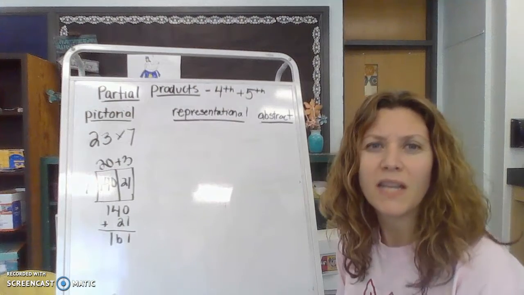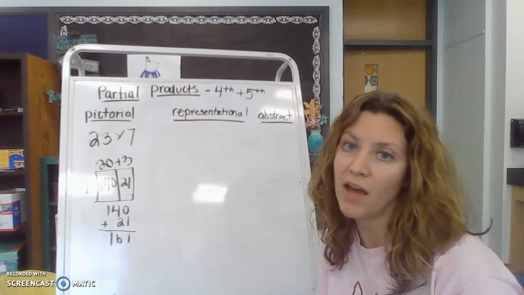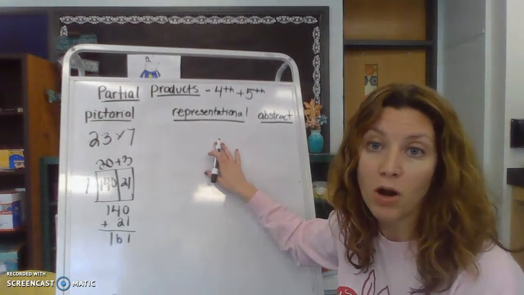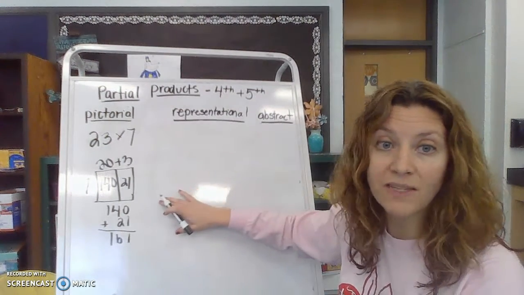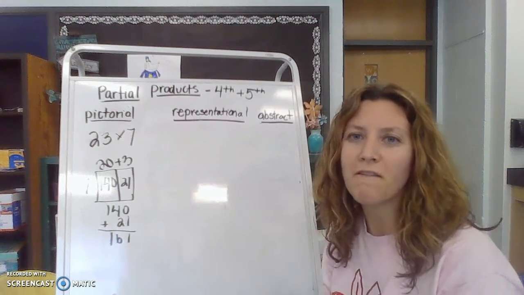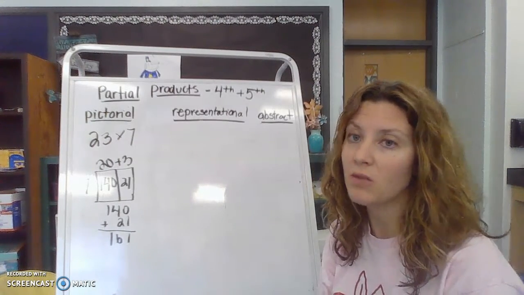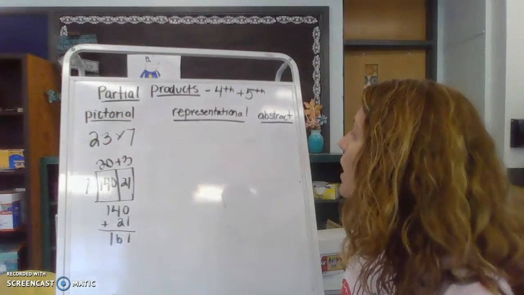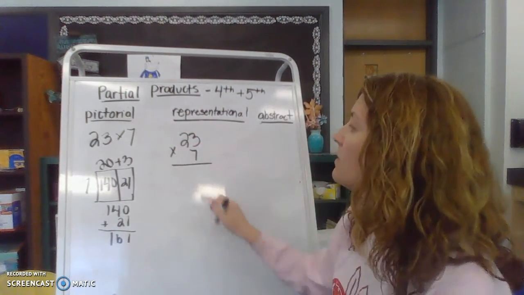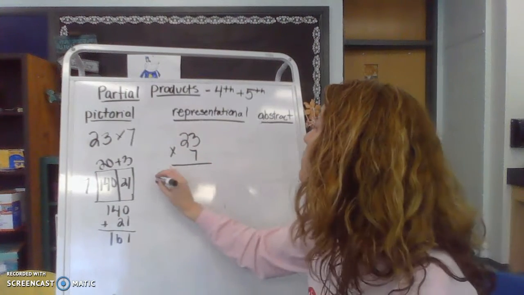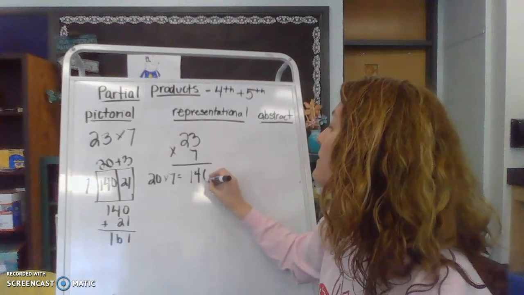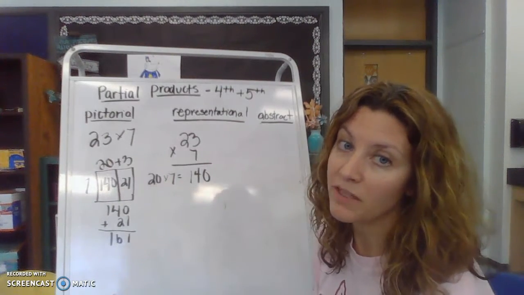Once students have a good understanding of the pictorial way using the area model to multiply, then we move to the representational way, which we refer to as partial products. It's going to look very similar to the area model. It just takes out the drawing step and moves them to a more efficient way to solve multiplication problems. So using the same problem, 23 times 7, students will first multiply the tens. So it would be 20 times 7 to get 140. Again, same thing they were doing over here. It's just shown a little bit differently.